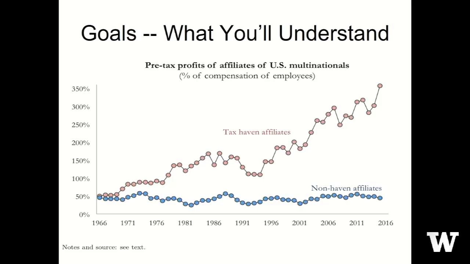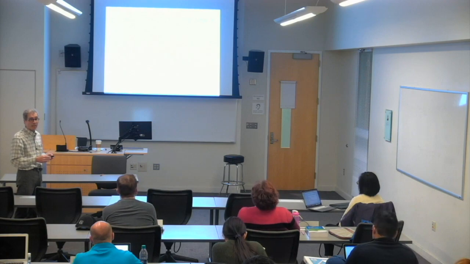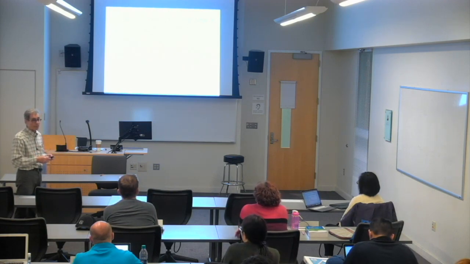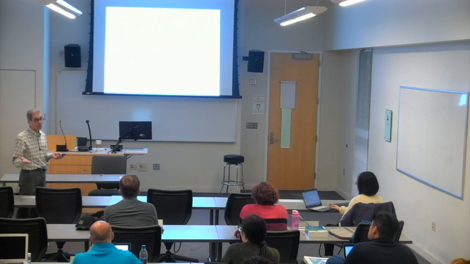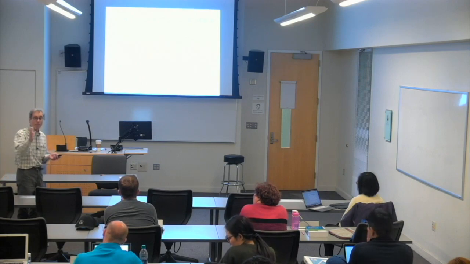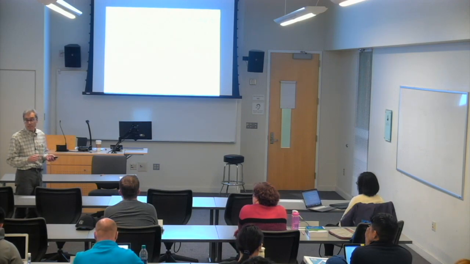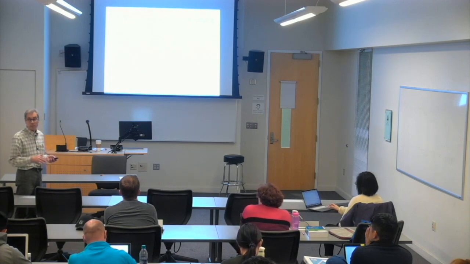Again, looking over here once more, pre-tax profits of affiliates of U.S. multinationals, as a percentage of compensation of employees: tax haven affiliates have this higher level of profits to compensation in comparison with non-haven affiliates. So again, there's some consistency in these aggregate numbers. But we don't practice tax on aggregate numbers. We practice tax client by client, transaction by transaction, group member by group member. In terms of our real practice, we have to get into the details, but we also need to understand the big picture.